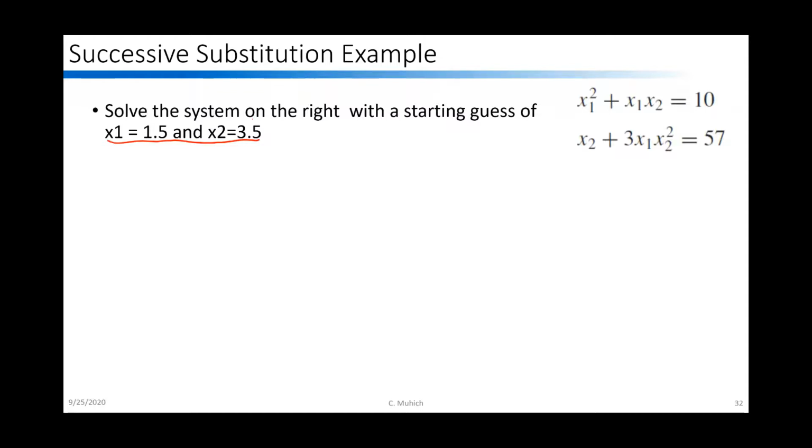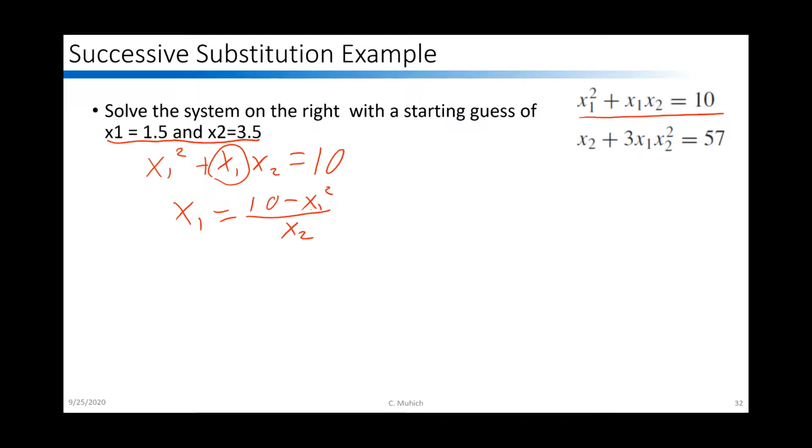So the first job is we need to isolate x1 from that first equation. We can say x1 squared plus x1 x2 equals 10. So I'm going to isolate this x1. So we get x1 equals (10 minus x1 squared) over x2. I could have done this the other way, isolating x1 from the x1 squared, and we're going to see what happens if we do it both ways.